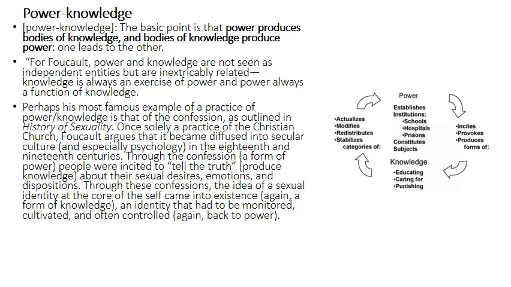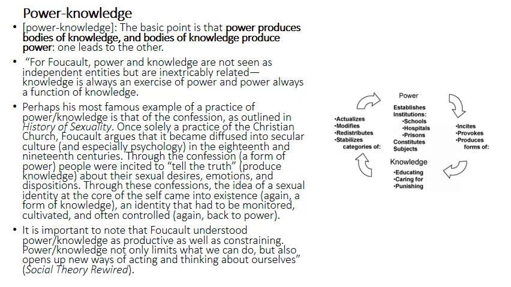Simple enough. It is important to note that Foucault understood power knowledge as productive as well as constraining. Power knowledge not only limits what we can do, but also opens up new ways of acting and thinking about ourselves. So this is easy enough to understand. Power knowledge will produce certain kinds of subjects, but again, it also constrains. You can't just say anything. So it's sort of the idea of the discourse. You can produce certain kinds of knowledge, but you also constrain. Power knowledge is not only something that constrains, but also something that opens up new ways of acting and thinking about ourselves. Moving on.